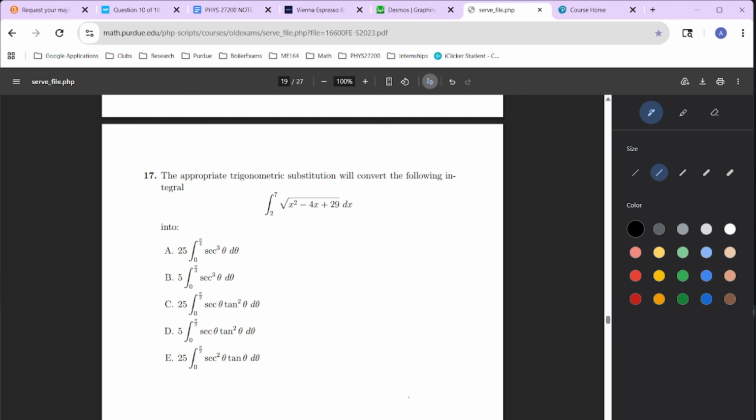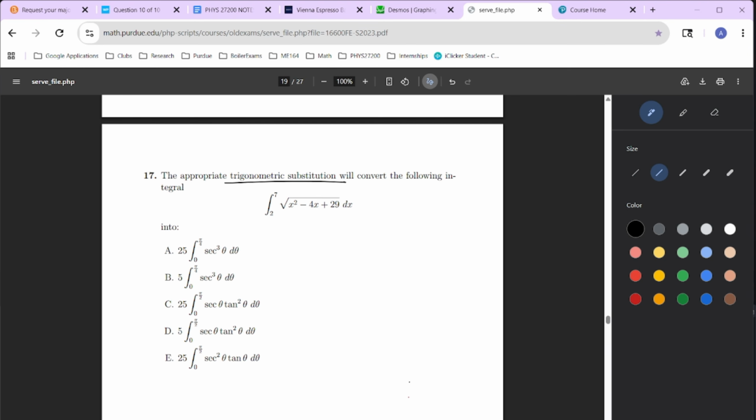The appropriate trigonometric substitution will convert the following integral, shown below, into one of the 5 answer choices. Right off the bat, we know that if we're looking for a trigonometric substitution, we must look for a trigonometric identity. That is our most important step. But what we should consider is that once we make the change in basis from x to theta, our polynomial turns into a function that contains secant and tangent, or maybe even a product of the two of theta. Which means that our trigonometric identity must contain tangent and or secant of theta.